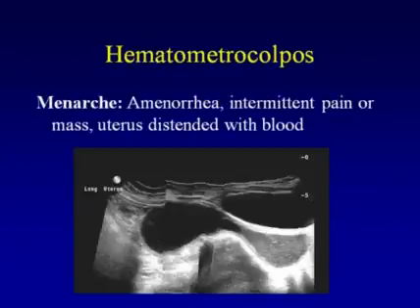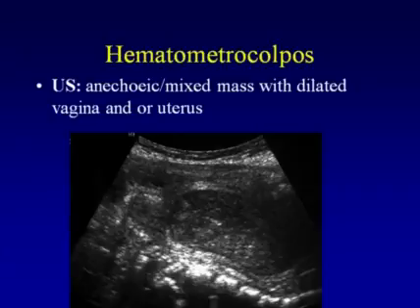In menarche, you may have a girl who's been complaining of intermittent pain and has had amenorrhea. By ultrasound, you again can see the vagina filled with blood as well as the uterus. It's important to look very carefully at the superior aspect of the mass, because at times the uterus is not distended at all and is a little nubbin at the superior aspect, but this helps to confirm the diagnosis.